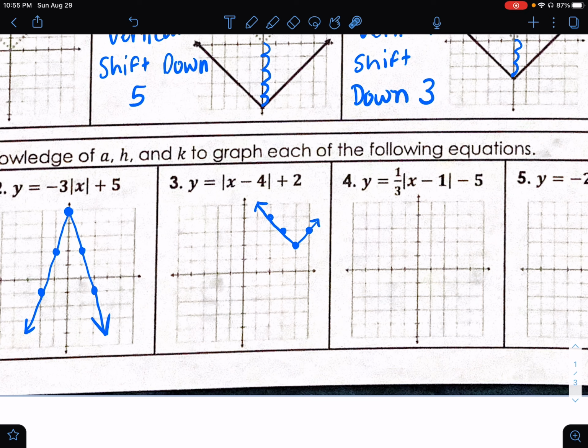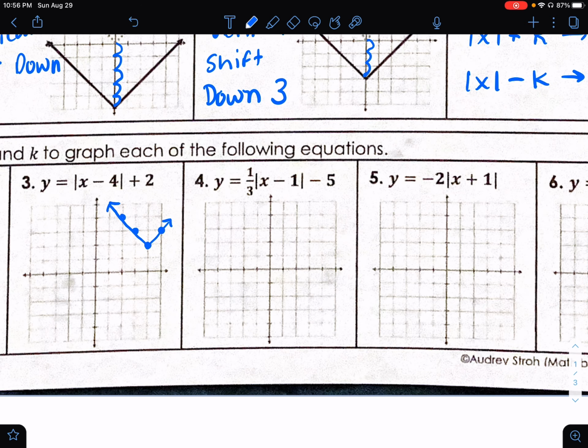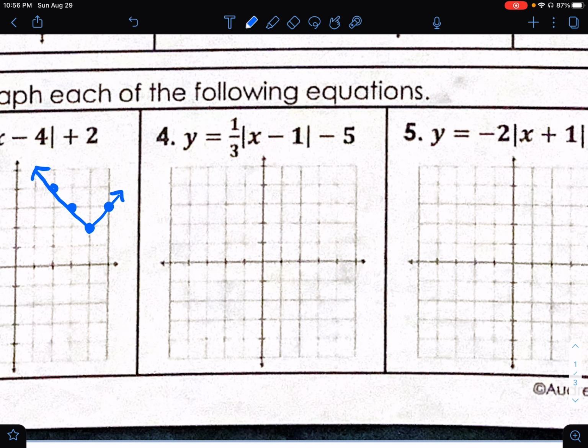Okay, and then if I asked you to state the transformation, we would say it horizontally shifted to the right 4 and it vertically shifted up 2. Number 4.